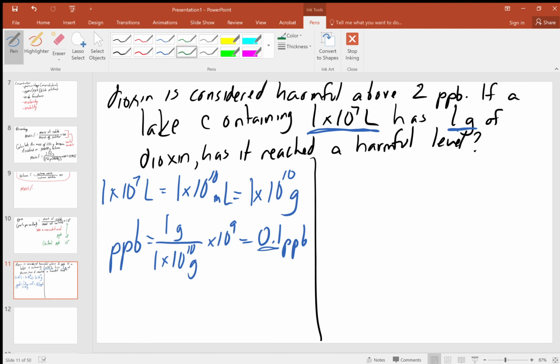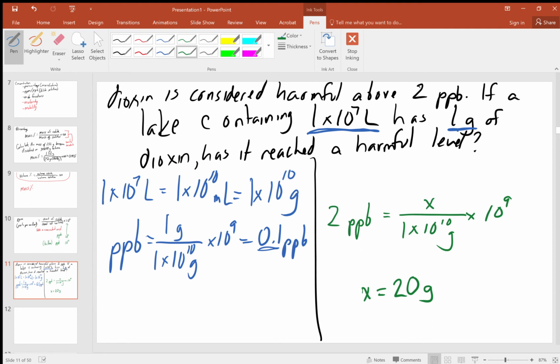What was the other way we could do it? Well, we could say, given the size of the lake, how much dioxin would it take to reach 2 parts per billion? And so that's what I'm doing here, saying if we have a lake that has 1 times 10 to the 10 grams of water, what amount of solute would it take to reach 2 parts per billion? Now if we solve for x here, x is equal to 20 grams. So you can see we're quite a ways from the point where we would have to worry about this.